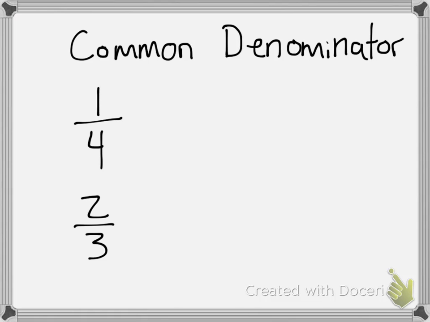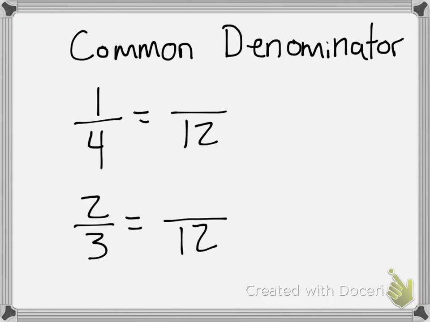So let's take these two fractions, 1/4 and 2/3, and to find a common denominator, you basically find a number that both of the denominators go into evenly. So in this case, 3 and 4, one number that they both go into evenly is 12. You can just multiply them together if you want to do that. 12 happens to be the first number that they both go into evenly.